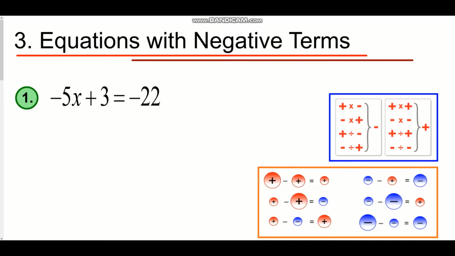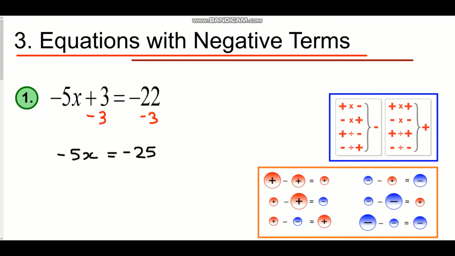Just like before, I want to get rid of any number terms that are on the left hand side, so that plus 3 needs to go, and the way I'm going to get rid of it is by taking away 3 on both sides. Nothing has changed so far, and I'm going to take away 3 on the right hand side to keep the equation balanced. I'm left with minus 5x is equal to minus 25. If you're taking away 3 from an already negative number, it goes further into the negatives.